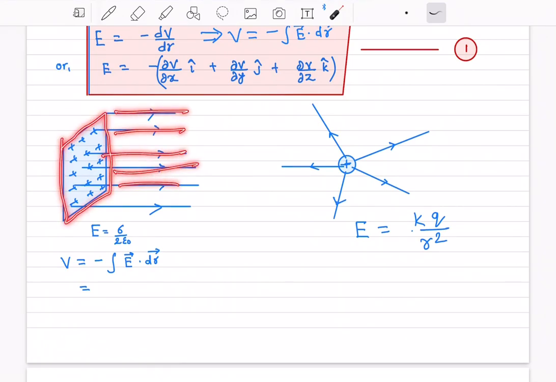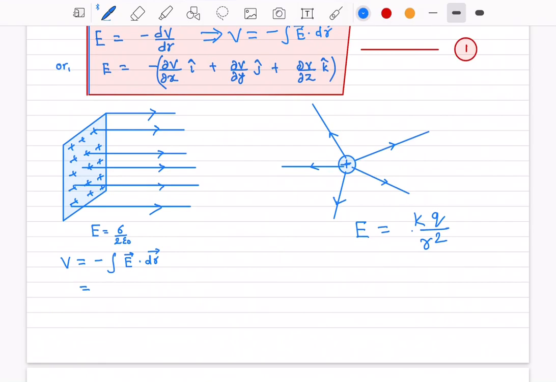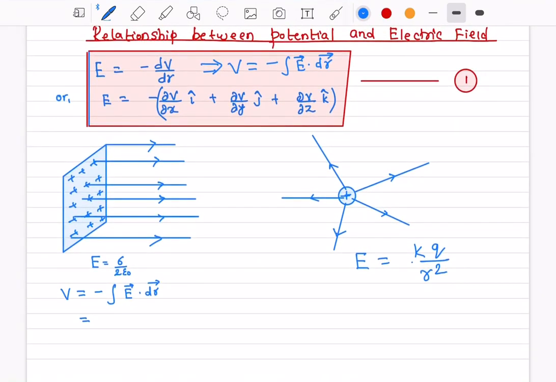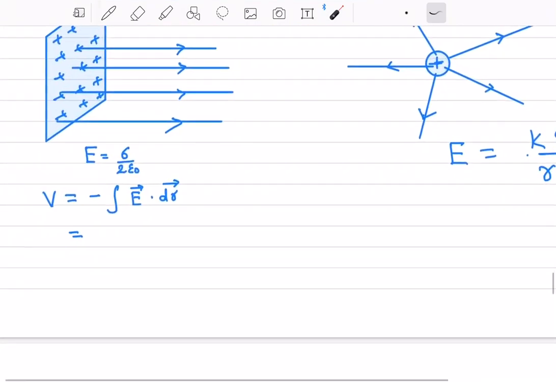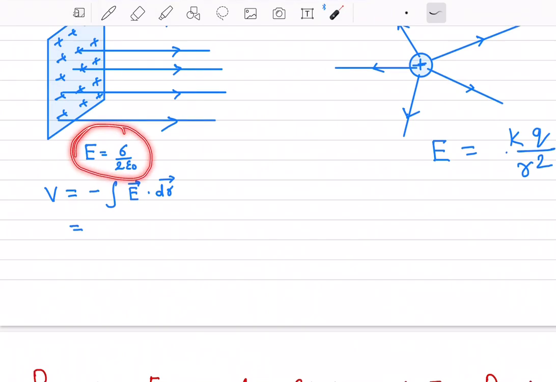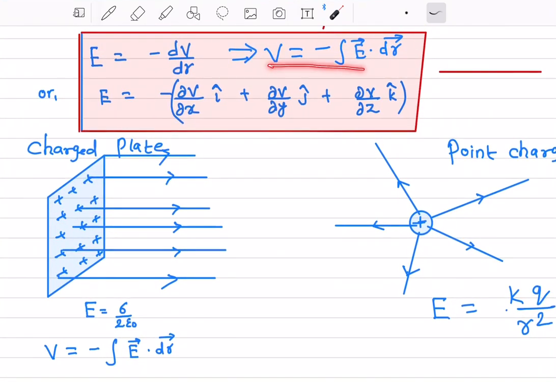Now let's say you know the electric field. Let's say, for example, this is a parallel plate. This is an infinitely long charged plate, and due to it the electric field is given by E equal to sigma over 2 epsilon naught. Let me write down here. This is a charged plate, and this is a point charge. Due to the charged plate, the electric field is sigma over 2 epsilon naught. That means it is independent of the distance. It does not change with the distance. So we know the electric field vector now.